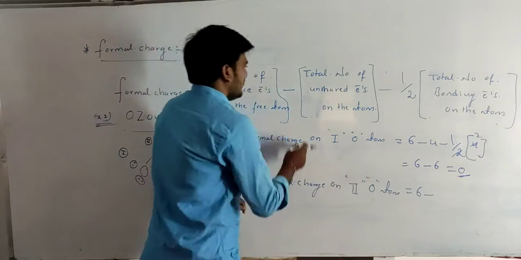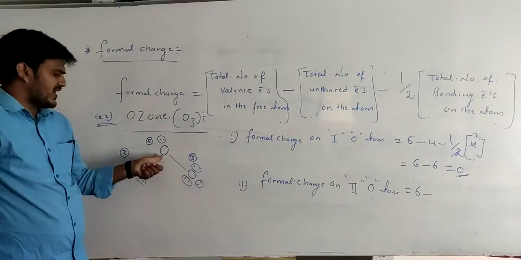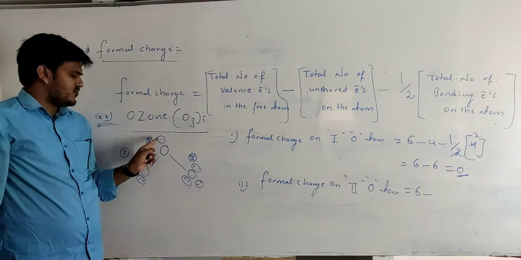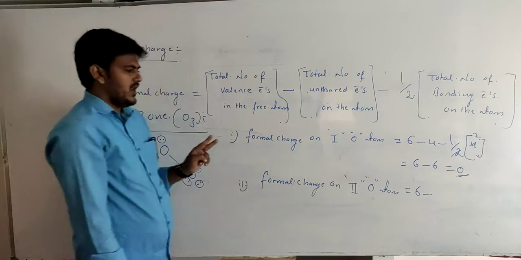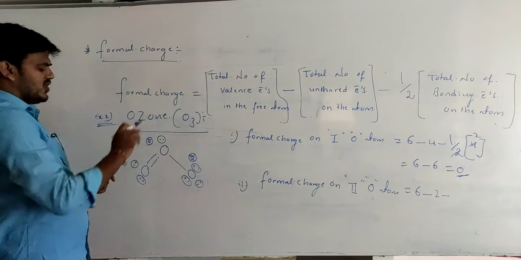Minus total number of unshared electrons on the atom. The second oxygen atom has only 2 unshared electrons. Only 2 unshared electrons, 6 minus 2. Minus half into total number of bonding electrons on the atom.